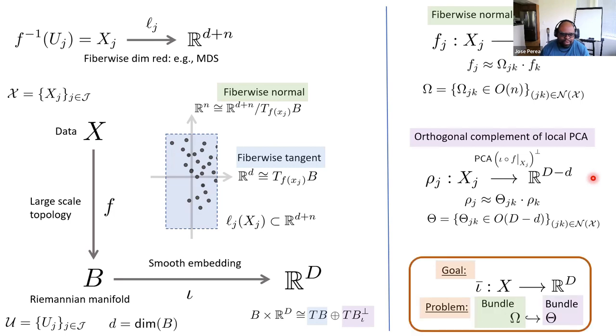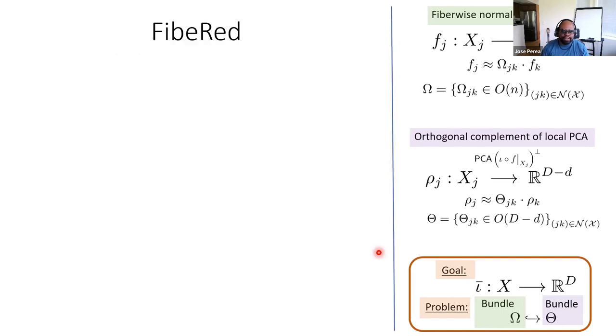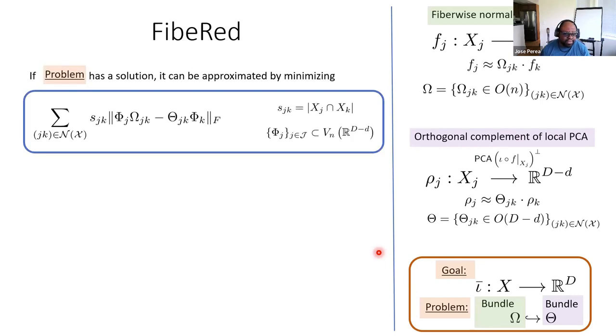And now we can upgrade our goal to an actual problem. The problem is going to be to embed the green bundle, the forgotten normal, into the purple bundle, which is the directions we are left with given the embedding of B. So this is what FIBER does. It solves this problem. And the first thing we show in the paper is that if the problem has a solution, it can be computed or approximated by solving this very simple minimization problem.